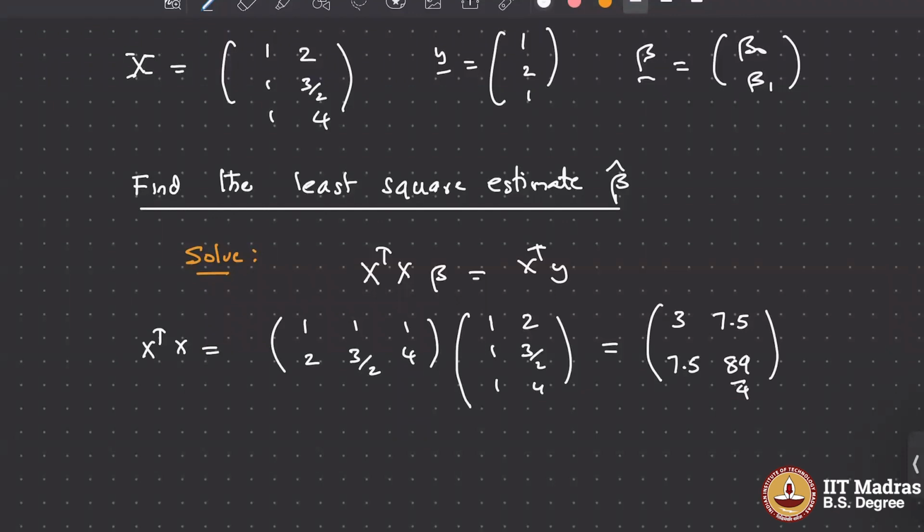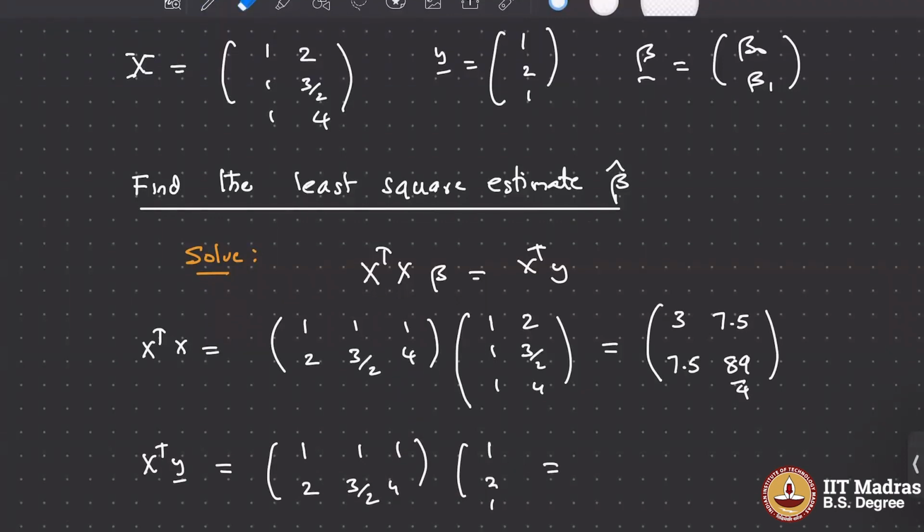Let's do X transpose y now. What does X transpose y look like? That's again 1, 1, 1 and 2, 3 halves, 4, times y, which is 1, 2, 1. So what's it going to look like? The first entry is 1 plus 2 plus 1, which is 4. The second is 2 plus 3 halves times 2, which is 3, plus 4, so 2 plus 3 is 5, plus 4 is 9. Very nice.